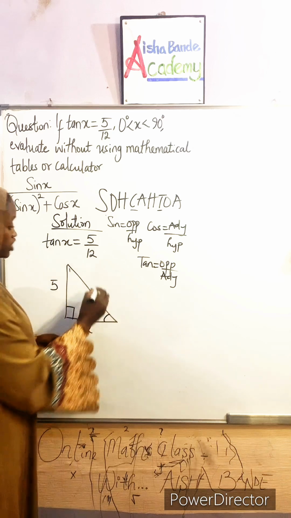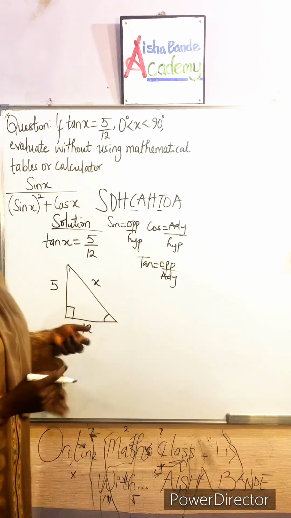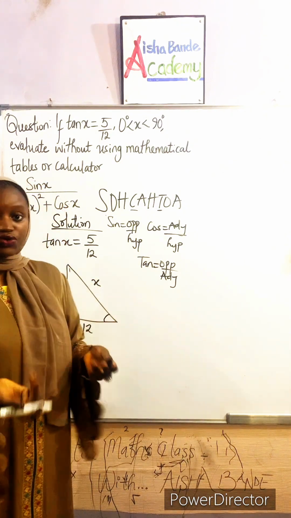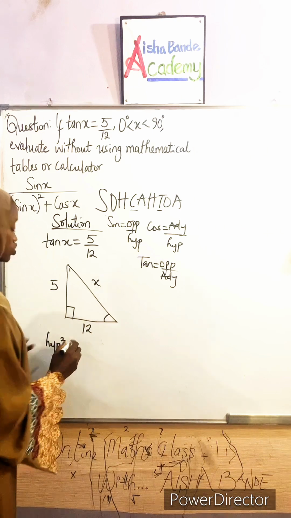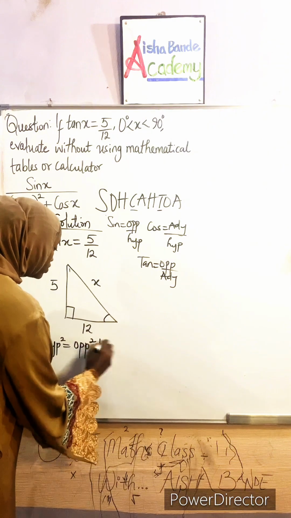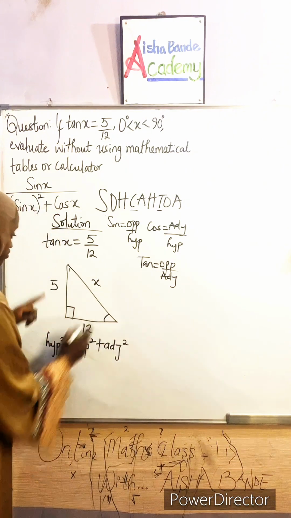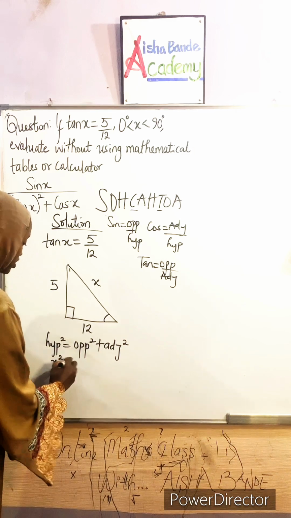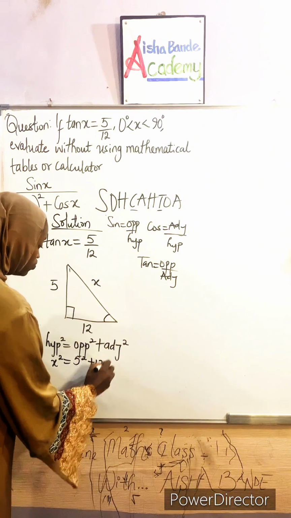In this question, we have to look for the value of the hypotenuse. To get it, we apply the Pythagoras rule, which states that the square of the hypotenuse is equal to the sum of the squares of the other two sides, which is opposite squared plus adjacent squared. So we put in the values. We call the hypotenuse x. So x squared is equal to the opposite, 5 squared, plus the adjacent, 12 squared.